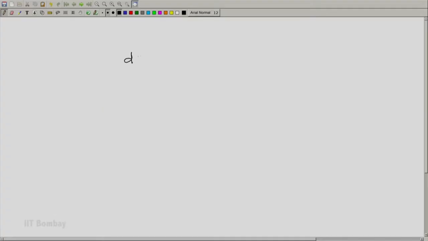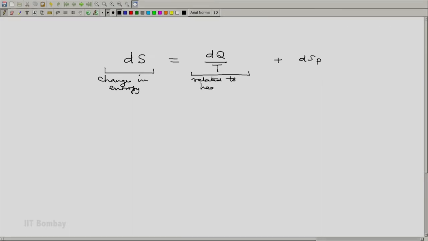Let us write the expression which we have derived linking dS to dSP. Let me write it as dS is dQ by T plus dSP. This is change in entropy. This is related to heat flow and this is entropy produced. Notice that this tells us that a change in entropy is partly related to heat flow and partly is produced.